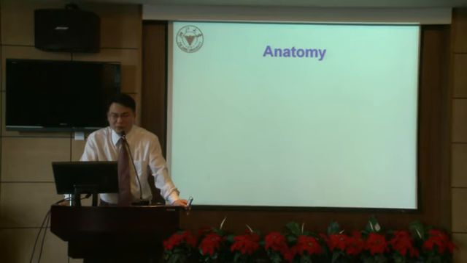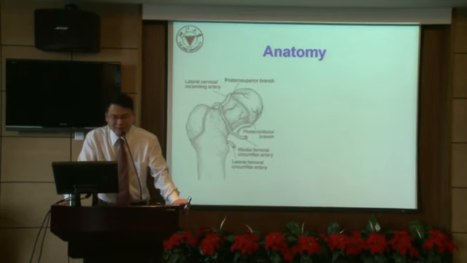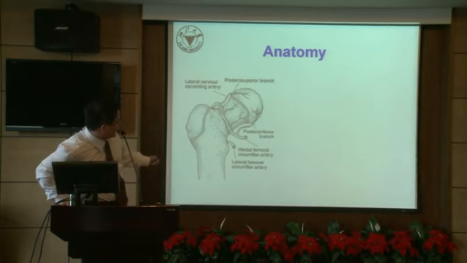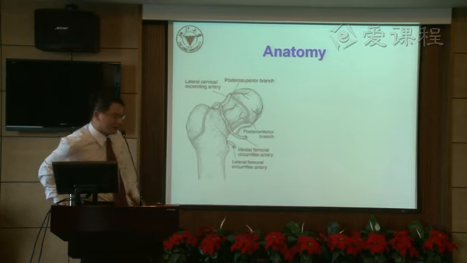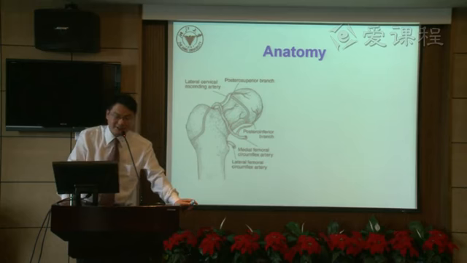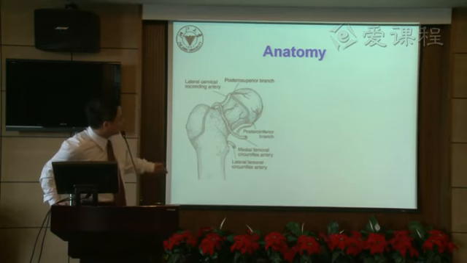Let's simply review the anatomy of the hip joint. This is the femoral head here. This is the neck, the greater trochanter and this is the lesser trochanter. The blood supply of the femoral head is mainly from this medial femoral circumflex artery. So if the fracture happens on this side, this blood supply will potentially be destroyed, resulting in avascular necrosis of the femoral head.